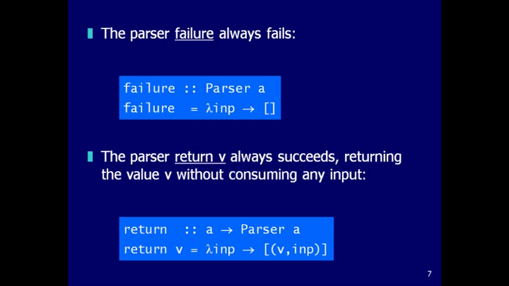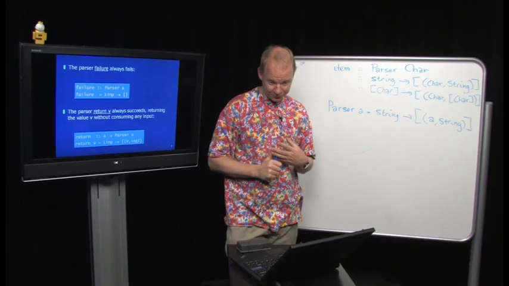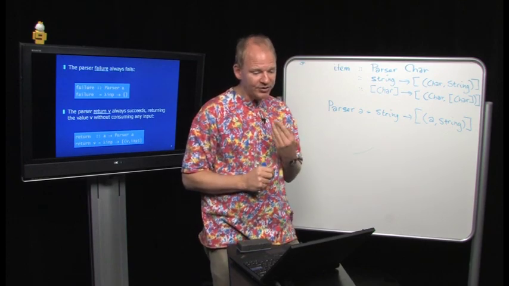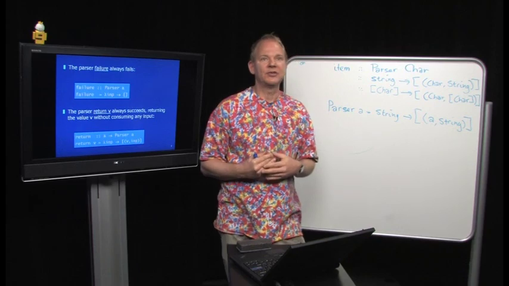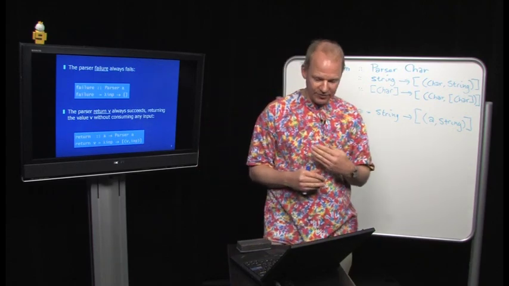Everybody knows somebody like the return parser, the parser that always succeeds. No matter what input you give it, it will always succeed. In this case, it takes a value of type A and returns a parser of A. And how does it do that? Well, by just copying the input and returning that value V immediately. Again, these two functions, failure and return, are completely dictated by their types.